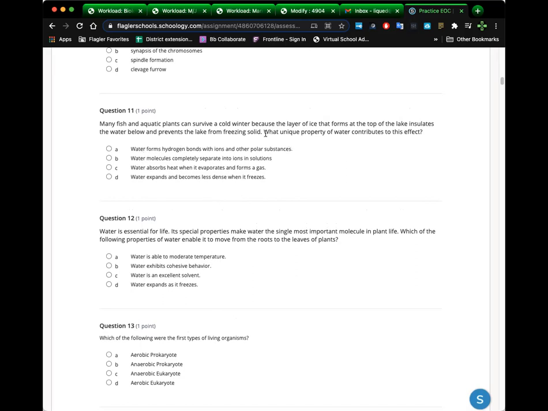All right, number 11. So what unique property contributes to this effect? So the effect would be ice. All right, really simple, ice. So this is expansion upon freezing. The reason water does this is because it becomes less dense. Water freezes, it expands, it becomes less dense. And that's it.